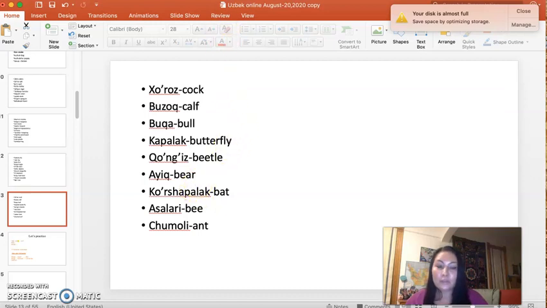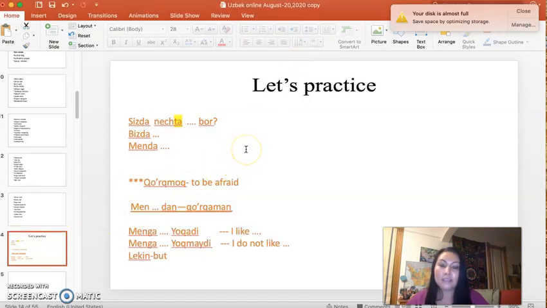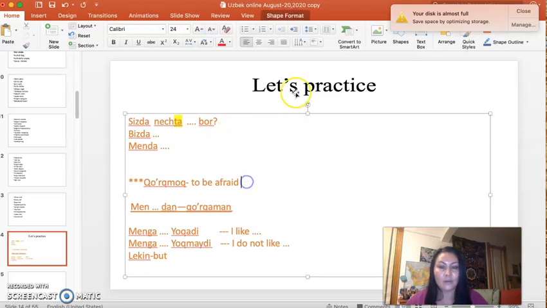Now, not only have we read together and pronounced and translated, we're going to practice them together. The way we practice, I want you to say sizda nechta hayvon bor. I want you to answer this question. And I want you to say what you like, what you don't like, and what animal you're afraid of, right? We're afraid of some animals as always.